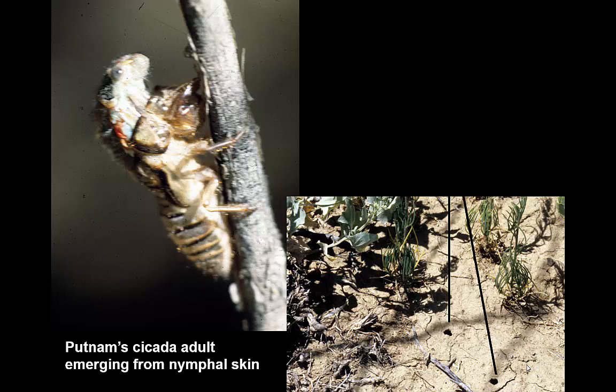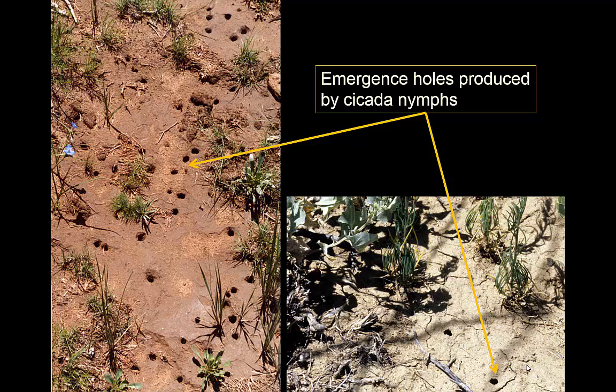So here we have a nymph that has crawled up on the plant and is in the course of emerging to the adult form. The skin is split from the nymphal exoskeleton, and the adult is emerging, and I'll show another sequence of pictures of this. But it came out of some hole in the ground where it had earlier been developing for several years. So these would be emergence holes produced by cicada nymphs. Then they crawl up and then shed the nymphal skin and transform to the adult stage.